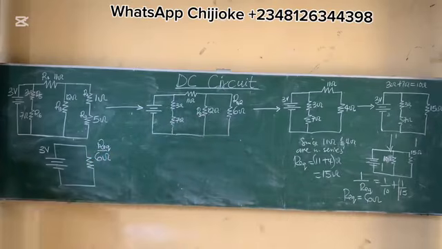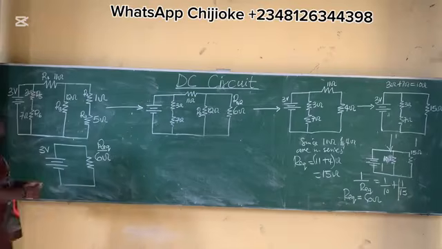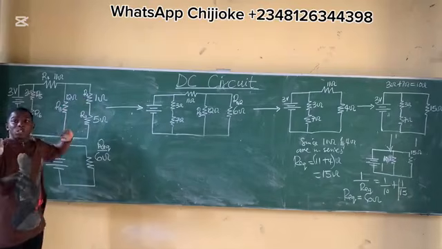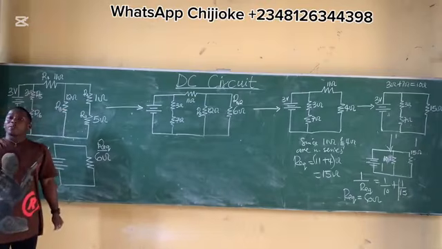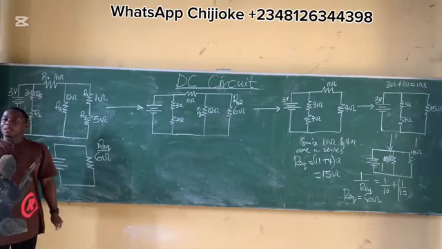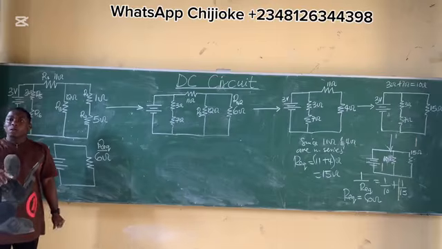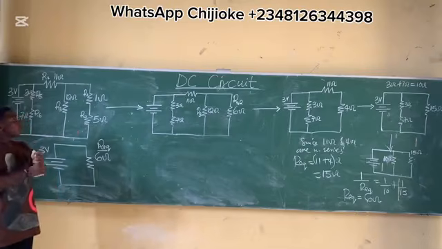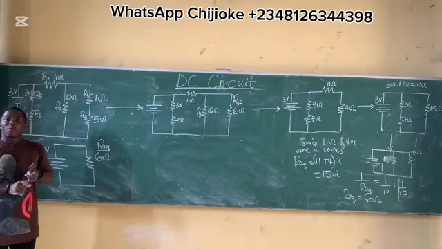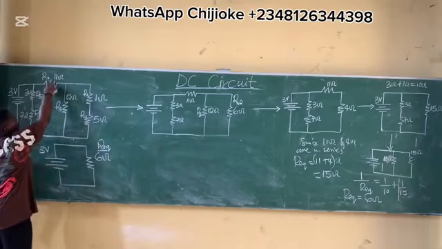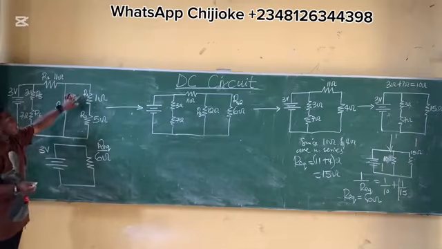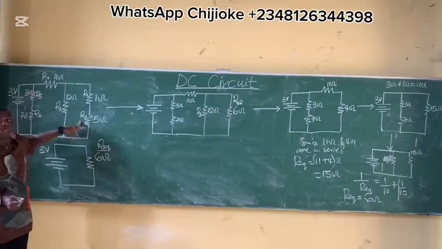R1 and R4. Please listen up. R1. Where is my R1? This R1, isn't it? Now please listen up. When they say you should get the current across a particular resistor, what you're looking for, number 1, is it in series? If it is not in series, if it's in parallel, just look out for if it's in series or parallel and look out for the equivalent resistance. We're looking for the current across R1 and R4. Let's start with R1. R1 is connected in series with what?